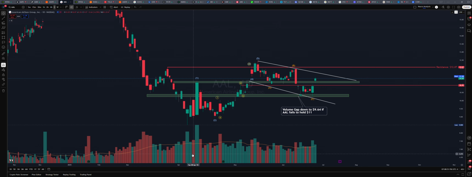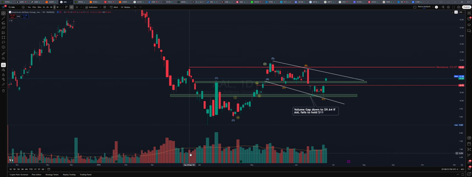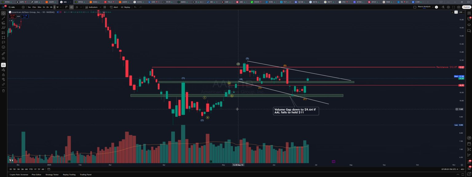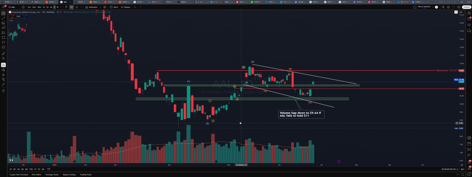But I like it because if you're looking here, the volume stepping in looks very much like accumulation volume stepping in on American Airlines here. This looked like the spring action right now, and this looked like some sort of Wyckoff accumulation forming over here, especially the volume price analysis. So yeah, pretty bullish on American Airlines.